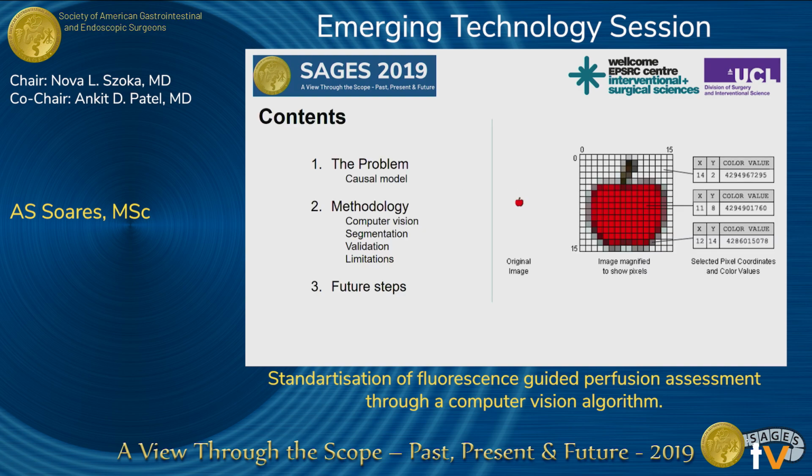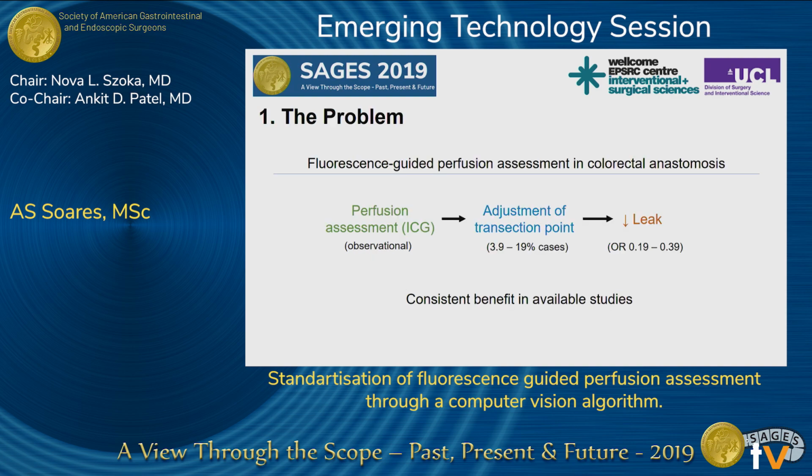We're going to discuss the problem of standardization of fluorescence-guided perfusion assessment in colorectal surgery, address the methodology that we developed to answer this question, and finally conclude with some planned work. So we know that perfusion assessment with ICG has been used in colorectal anastomosis.